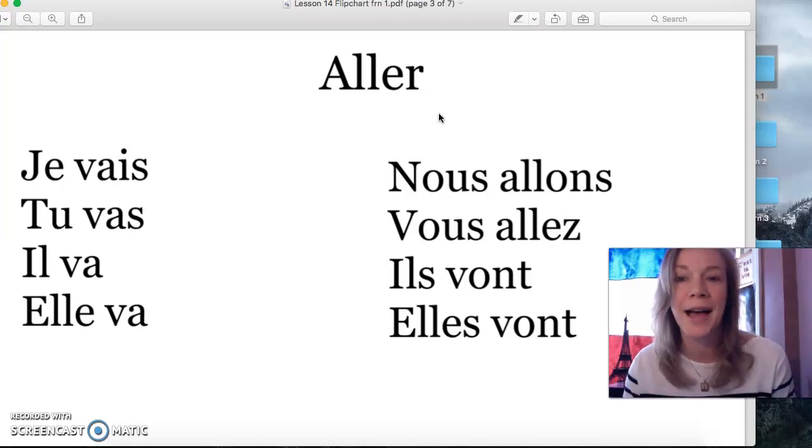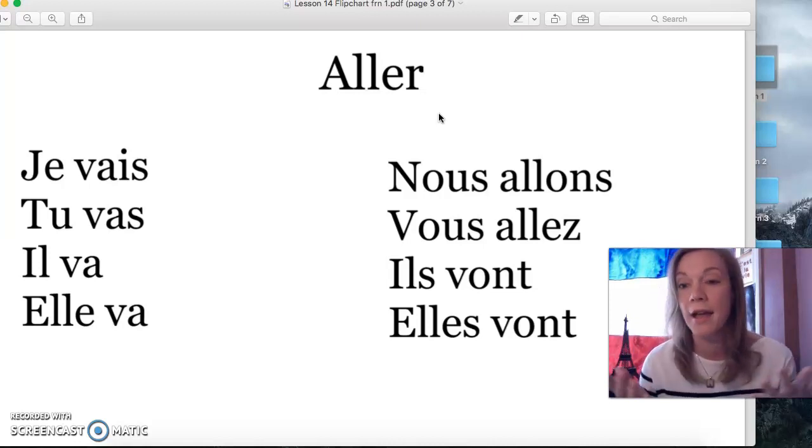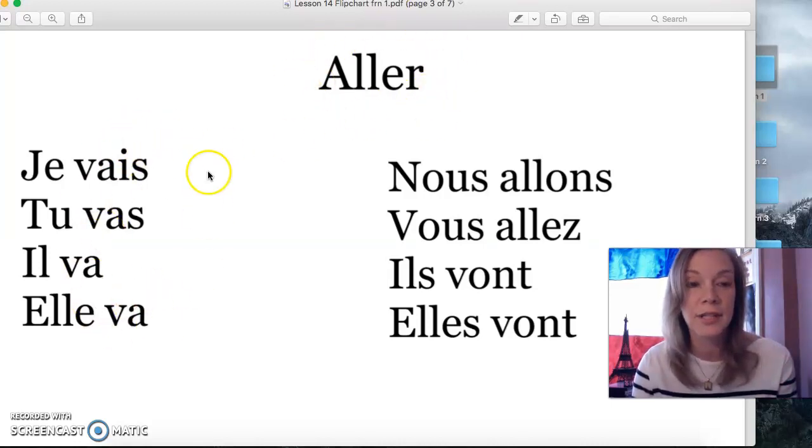All right, we're starting with aller. This verb means to go. It is found in your textbook on page 206. And we'll just start off with the verb itself. Look at this verb aller. Look at the different conjugations.